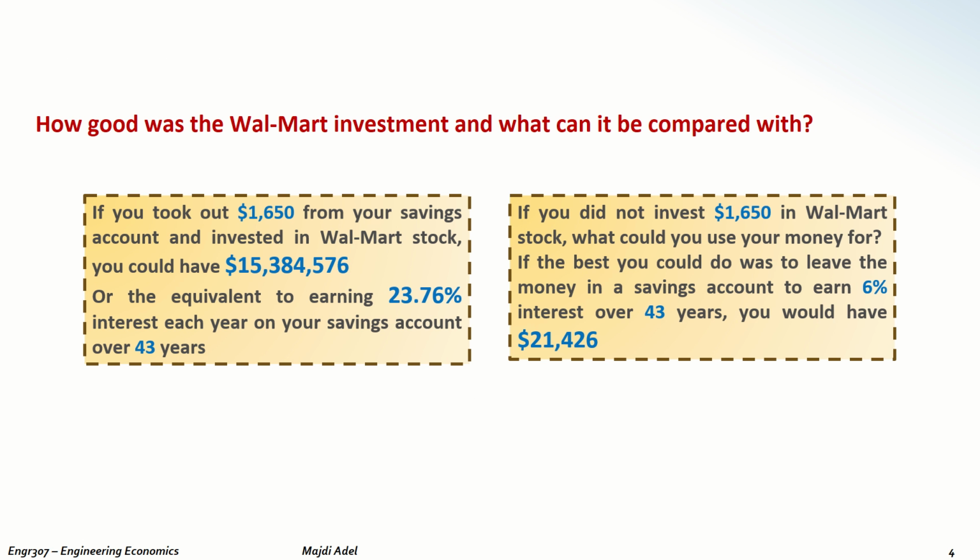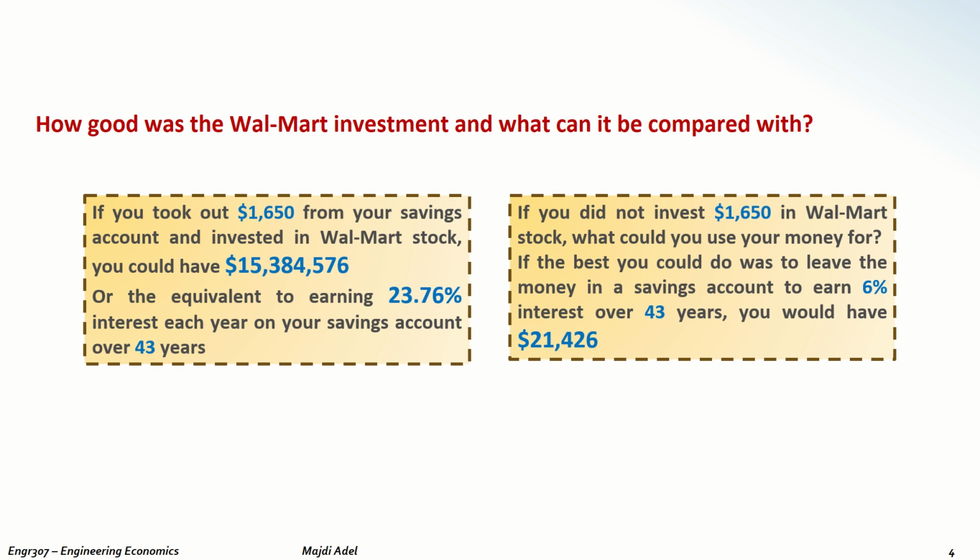We go back to the Walmart investment to see what 23.76% means. If you have $1,650 and you bought Walmart stock and you will get $15 million after 43 years, this means a 23.76% rate of return over 43 years. Comparatively, you can invest your money in a bank. Instead of buying Walmart shares with the $1,650, I can put it in a bank and the bank will give generally a 6% interest rate.